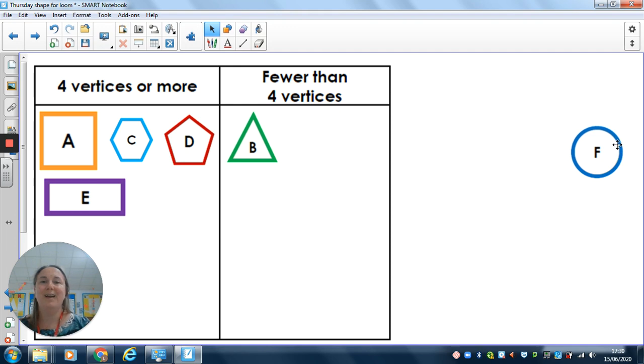Okay, F doesn't have any vertices, does it? It has one side, no vertices, no corners, so it's going to go in the fewer than 4, because 0 is definitely fewer than 4. Well done if you got all those right.